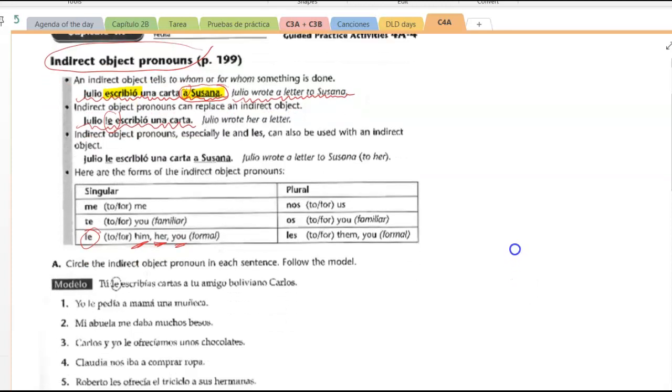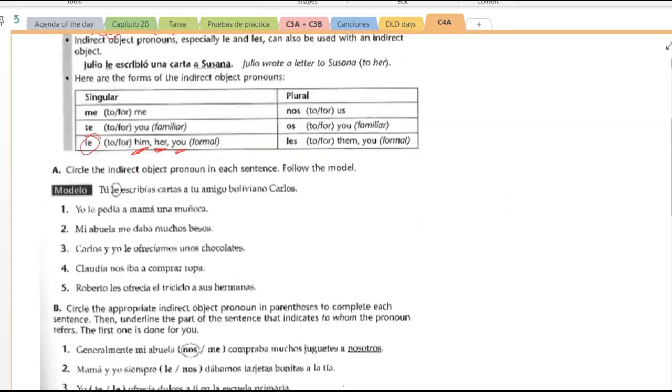So, let's see what we're going to do here. I'm going to show you the model. Here it says, circle the indirect object pronoun in each sentence and follow the model. The model has le here. That's what you're going to circle. On number 1, I'm going to give it to you, and then I'm going to delete it, and you are going to do it on your own. Number 1 says, yo le pedía a mamá una muñeca. What's the indirect object pronoun? Le. And what's the direct object pronoun? Mamá. Why does it have an A? Because it's a person. They're referring to a person.